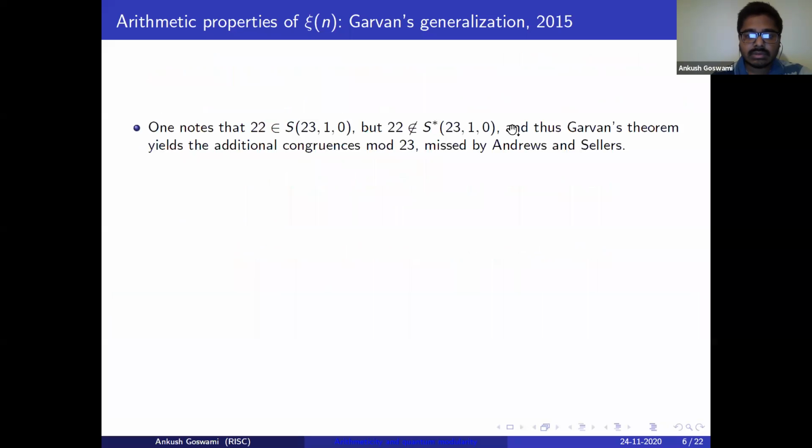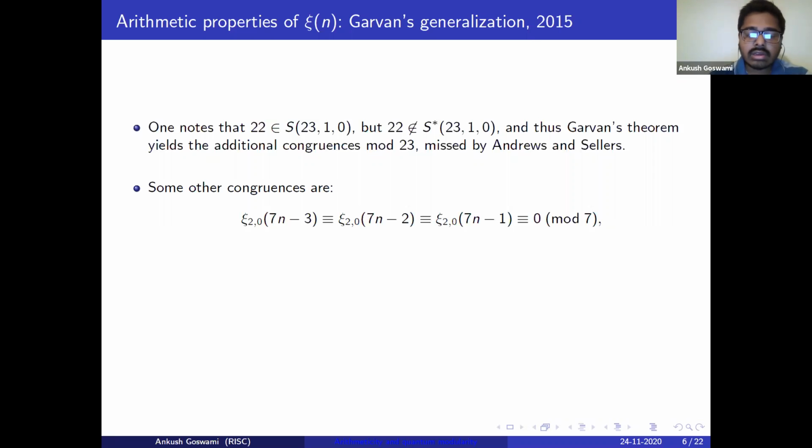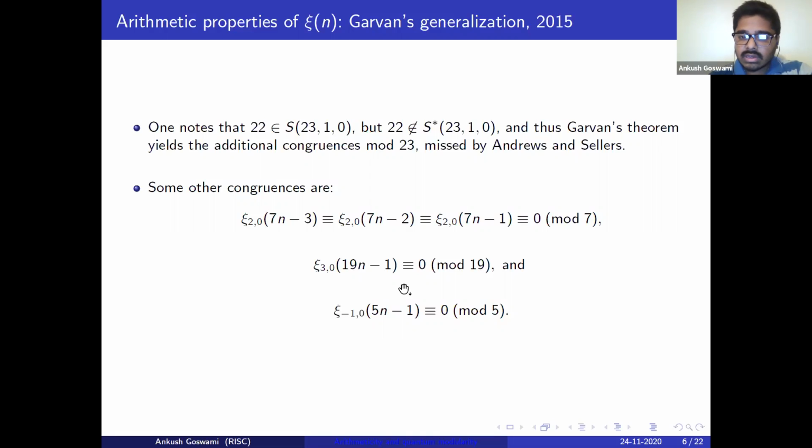Okay, so some other congruences which are obtained via Garvan's theorem are as follows. So if you choose r equals 2 and s equals 0, you get these congruences mod 7. If you choose r equals 3 and s equals 0, you get these congruences mod 19. And if you choose r equals -1 and s equals 0, you get this congruence mod 5. And this last congruence answers a question of Andrews and Sellers in their paper. So this was a conjectured congruence in Andrews and Sellers' paper. So his result also gives this congruence.